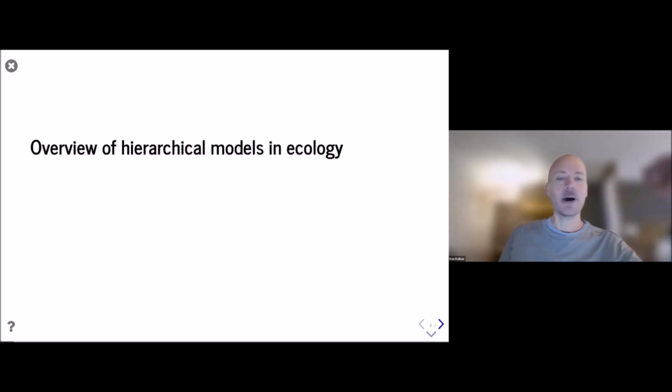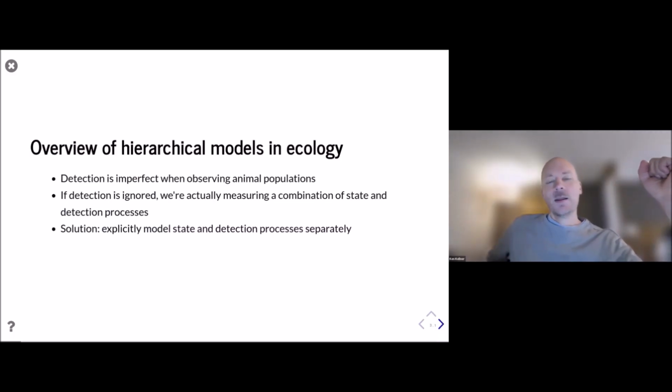So let's start with that overview I mentioned. In almost all cases, when we are trying to measure animal populations, we're not really able to census. So if we're trying to figure out where animals are or how many animals are present at a location, our detection is always going to be imperfect unless we've got a laboratory setting or some other kind of controlled system.